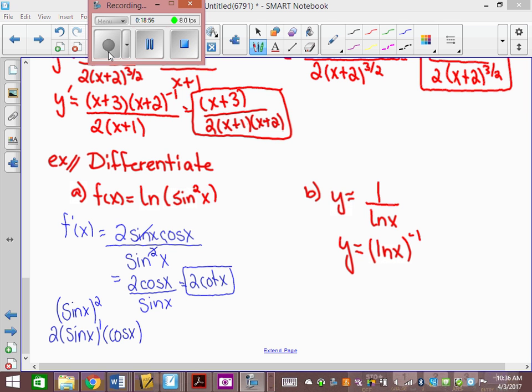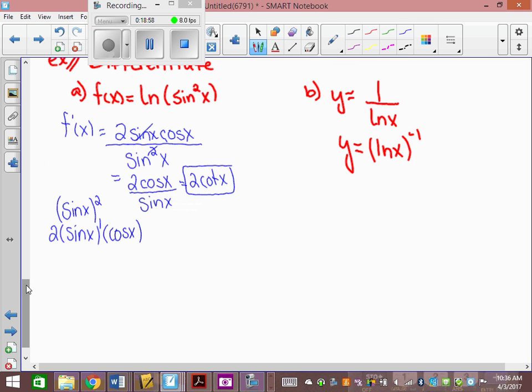We'll do B together as well, and then I'll give you 2 new ones because I think people need a little more practice or guided practice anyways. So, bring our ln x up to the -1. The -1 has to be dealt with first. So we're not going to deal with the ln x first at all. We have to deal with the -1 first because we always work our way from outside in. Here the outside was the ln, so we dealt with that first. Here the outside is the -1. So we're going to get y prime equals -1 ln x to the -2.